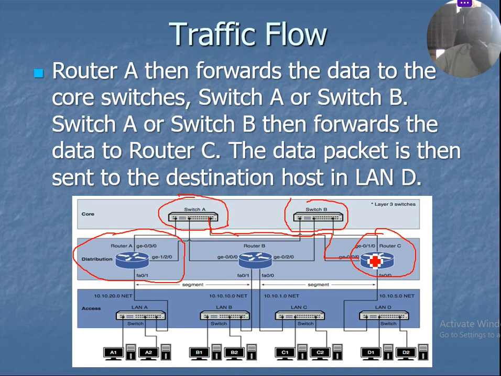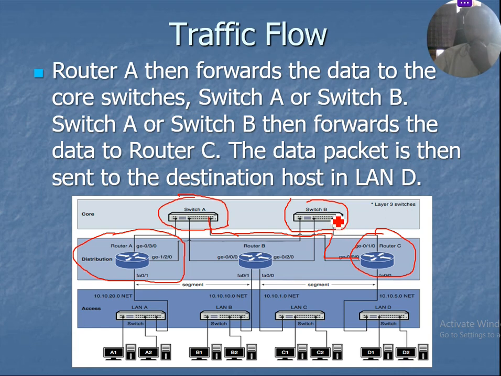Is that okay? We said router A forwards the data packet to the core switches. We've already established that. Then switch A or switch B forwards the data packet to router C. Now we've shown how from switch A the data packet is forwarded to router C. Now, what if the data was forwarded to switch B? How does it get to router C?